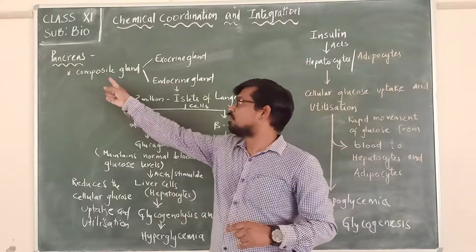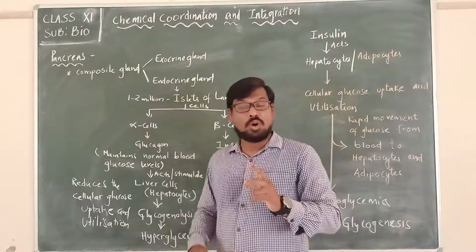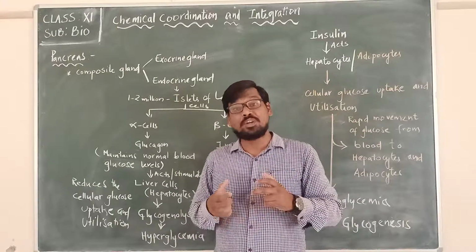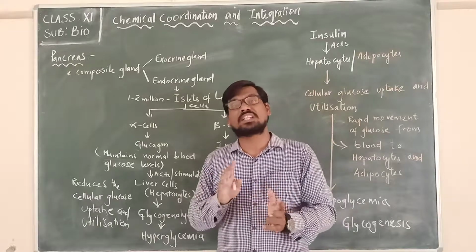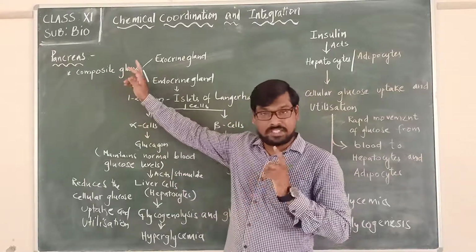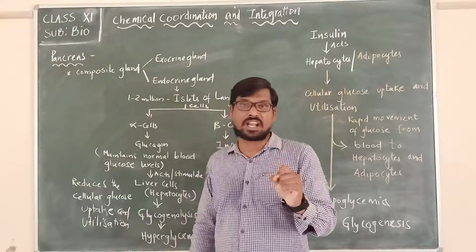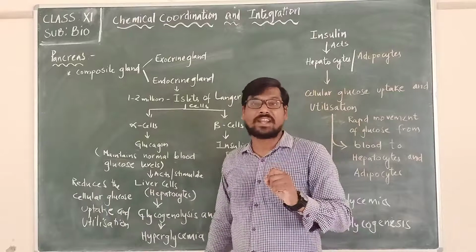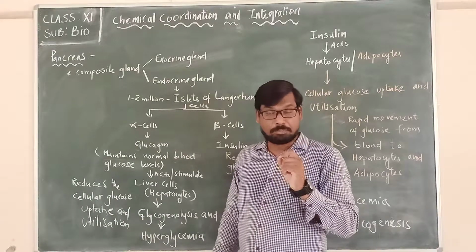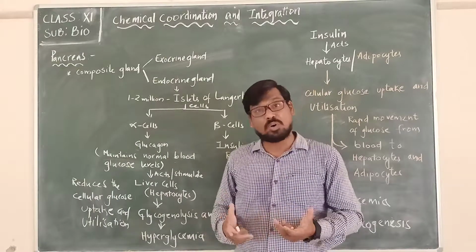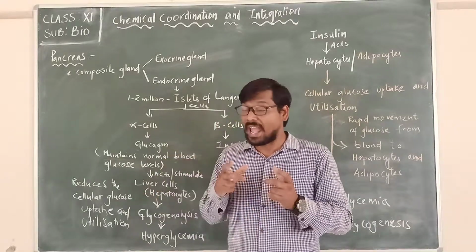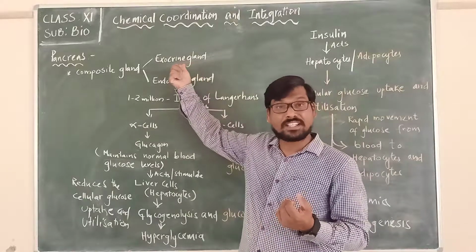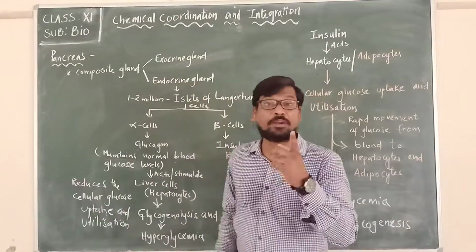So here is one which is called a heterocrine gland. Holocrine endocrine glands are those glands which are involved only in producing hormones. But the pancreas is called a heterocrine gland, not a holocrine gland. Why? Because the pancreas acts as both an exocrine gland and an endocrine gland.